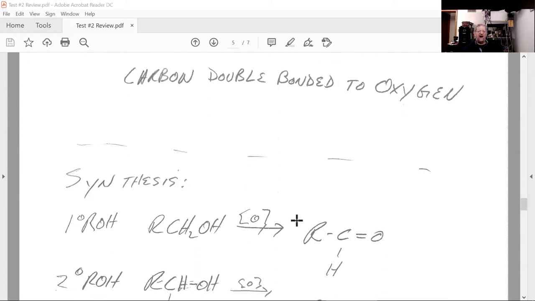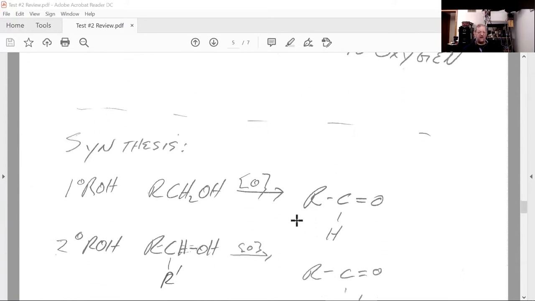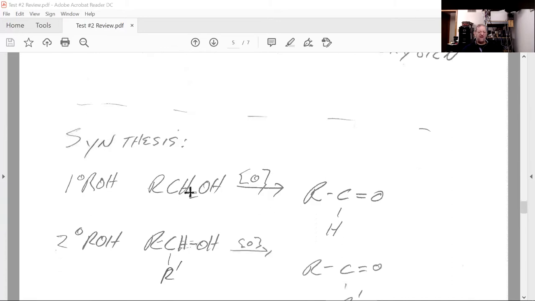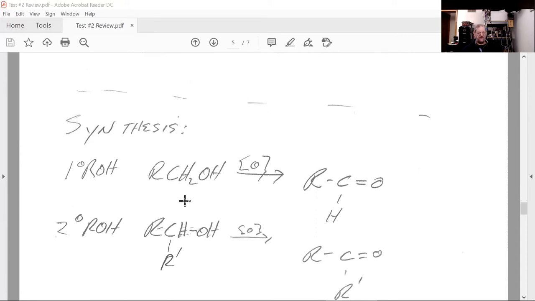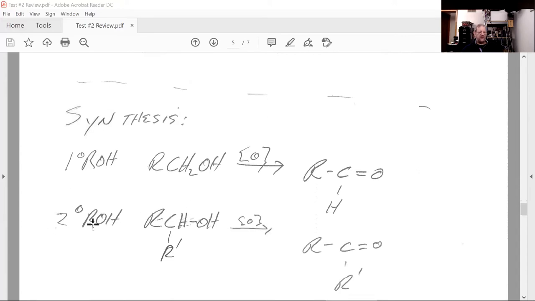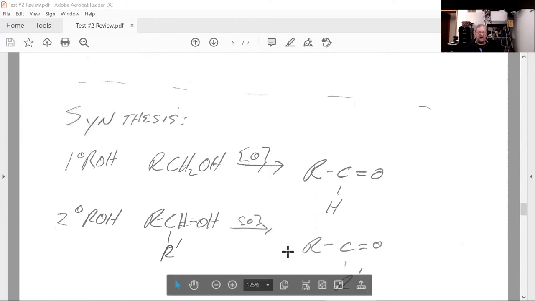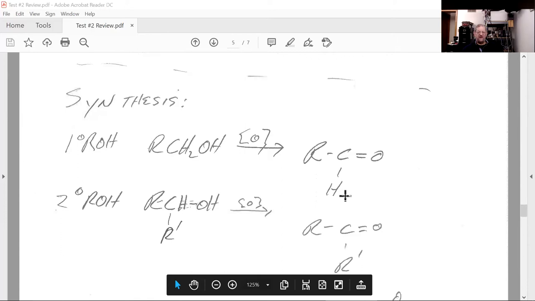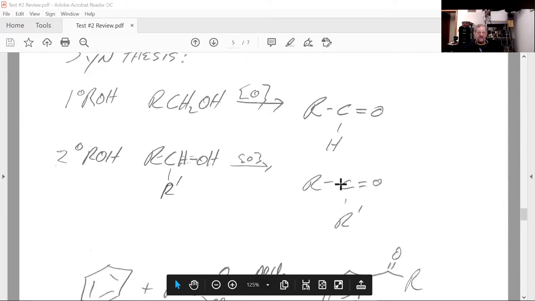Now, how do you make an aldehyde or ketone? Take a primary alcohol, oxidize it, get an aldehyde. We just did this, I'll go through it quickly. Take a secondary alcohol, oxidize it, lose two hydrogens, form a carbon oxygen double bond, you get a ketone.